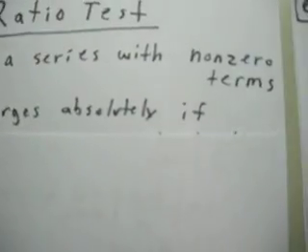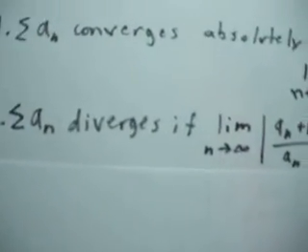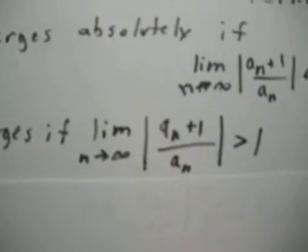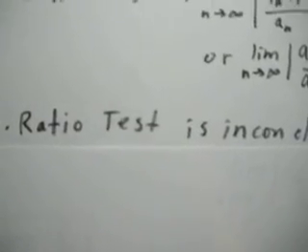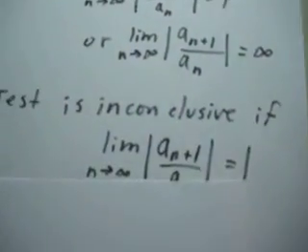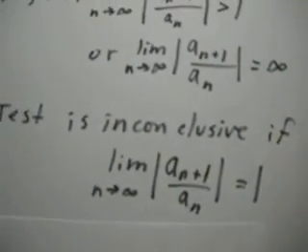The series a_n will converge absolutely if the limit as n approaches infinity of a_(n+1) over a_n is less than 1. Your a_n will diverge if the limit as n approaches infinity of a_(n+1) over a_n is greater than 1, or it equals infinity, so it's greater than 1 or infinity. And then your third rule is the ratio test is inconclusive if the limit as n approaches infinity of a_(n+1) over a_n equals 1.